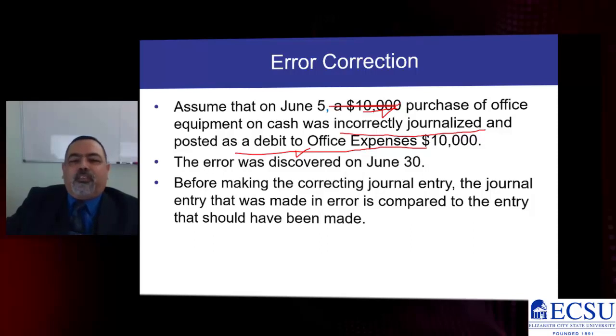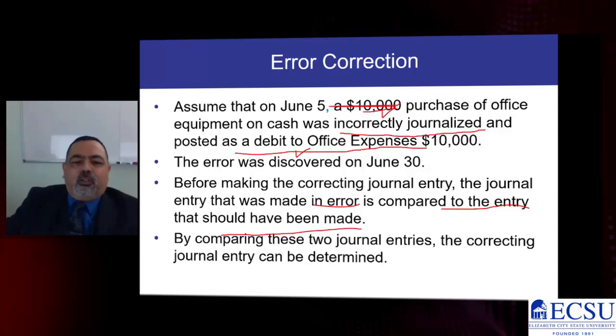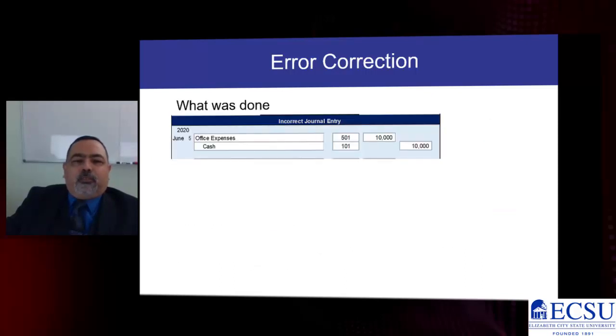The error was discovered on June 30. Before making the correcting entry, the journal entry that was made in error is compared with the entry that should have been made. So that's a three-step process. By comparing these two journal entries, the correcting journal entry can be determined. The first step is what was done. That is the error. Office expenses was debited instead of debiting office equipment. So what was done was office expenses was wrongly debited, and cash rightly credited. So there is no problem with that.